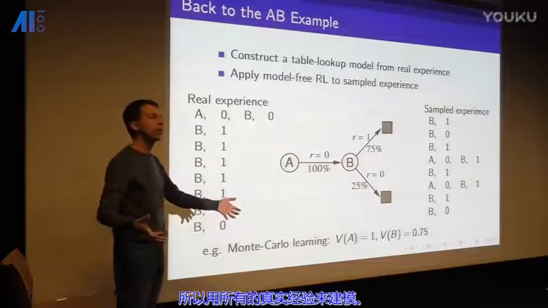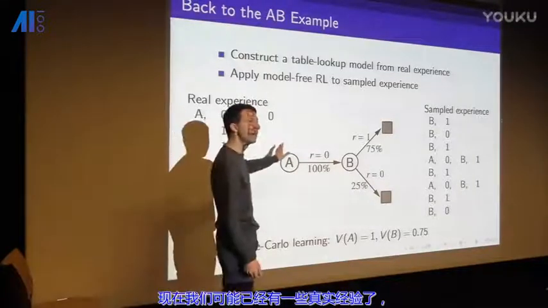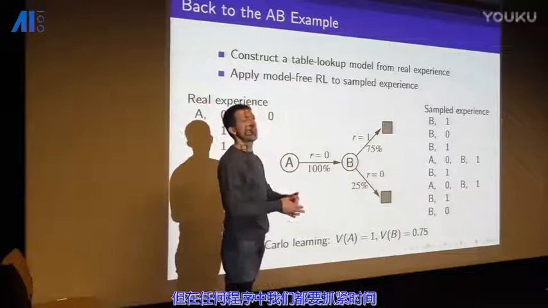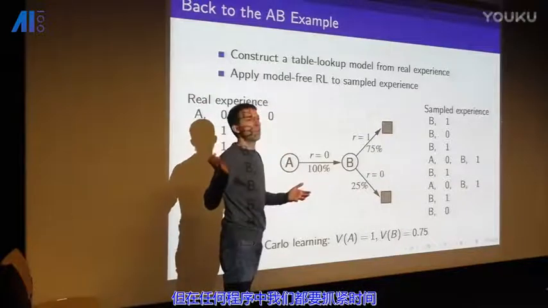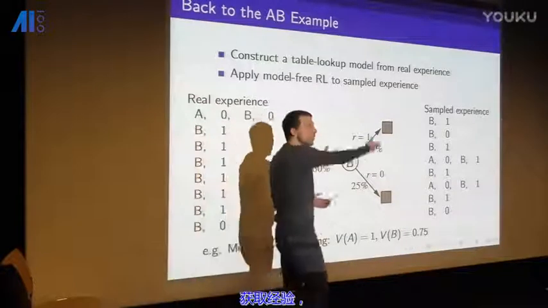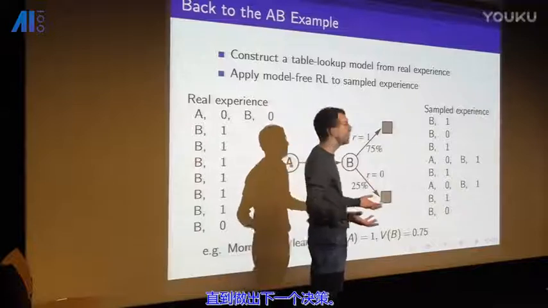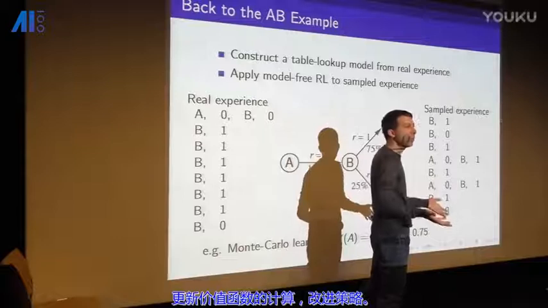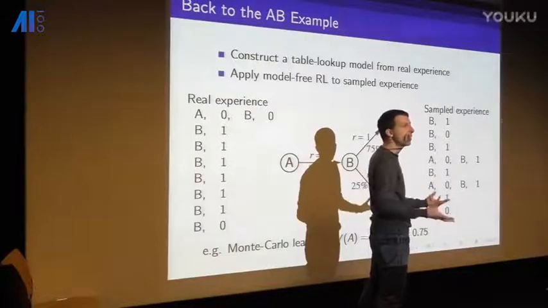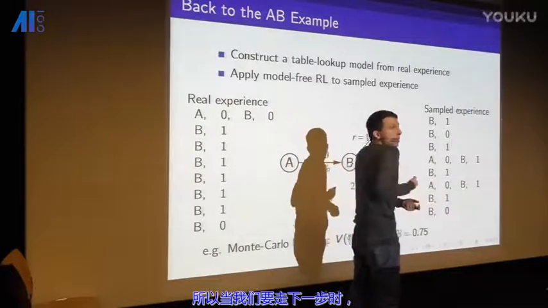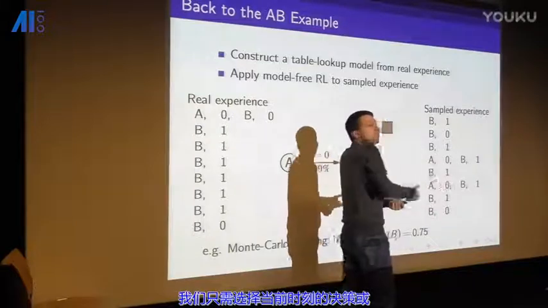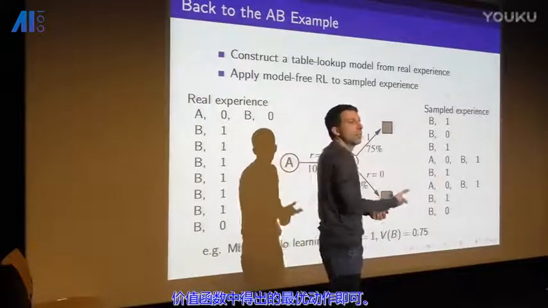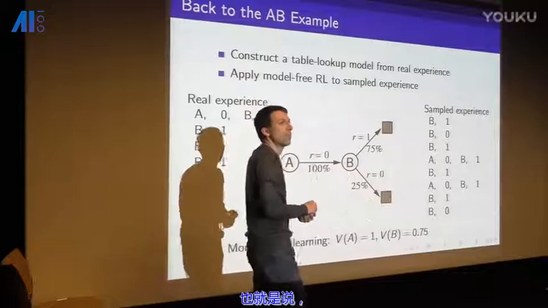You use all of your real experience to generate the best model you can, and now think of it as an anytime procedure. You just keep going for as much time as you have until you make your next decision. You keep simulating experience, generating more samples, updating your estimate of the value function, updating your estimate of the policy, and at the time when you have to make your next step, you just look up the best action from your policy or from the value function at that point.